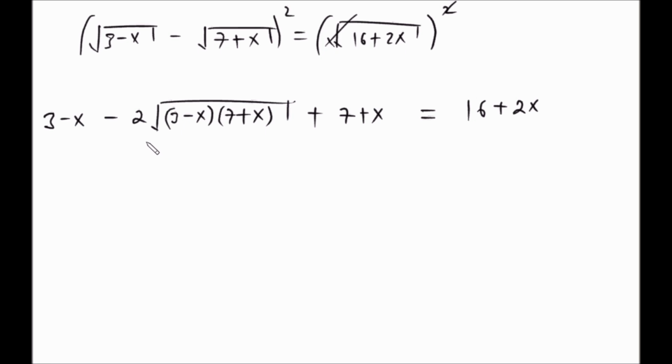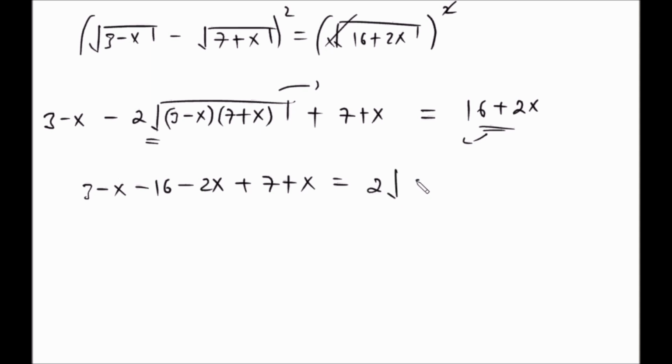So hii square root niipeleke huku, alafu hii niipeleke huku. Kwa hiyo itakuwa ni 3 minus x minus 16 minus 2x plus 7 plus x is equal to, so negative kija huku itakuwa positive. So ni 3 minus x 7 plus x.